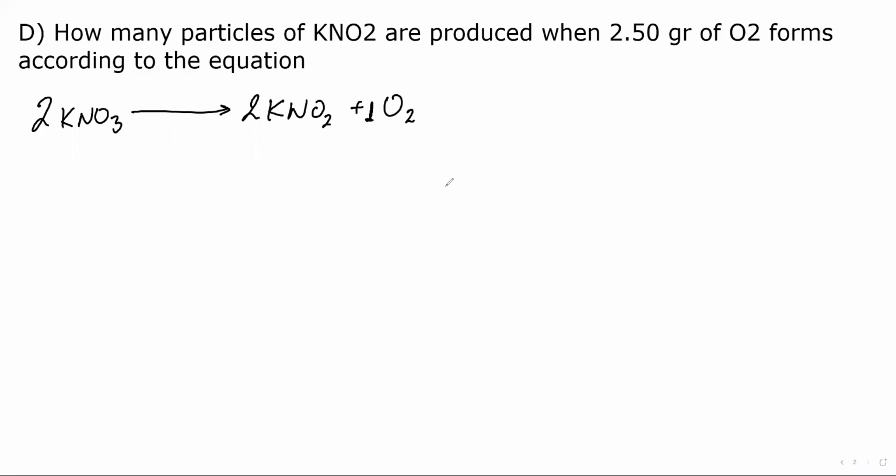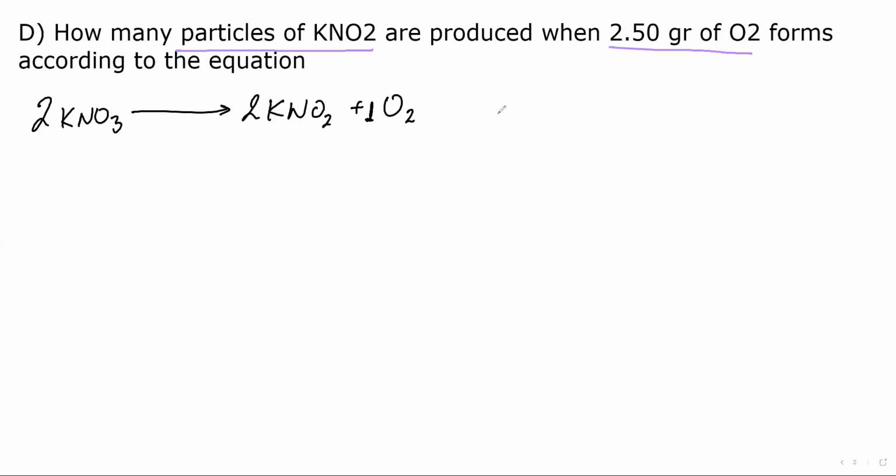All right, let's finish with letter D. So it says, how many particles of KNO2 are produced when 2.50 grams of O2 form according to the equation? You're given grams of O2 and you want to convert that to particles of KNO2. So let's start with grams of O2.